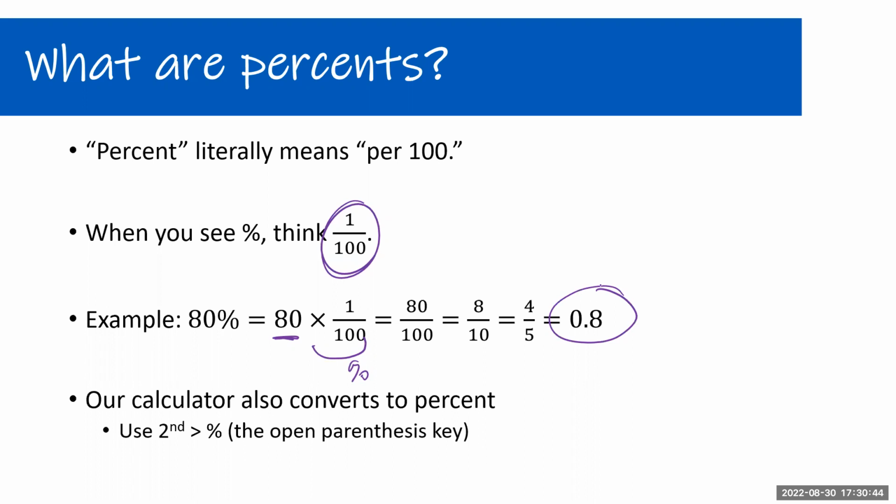Your calculator will also convert directly to percent. So if you typed 0.8 and you press second and the percent sign, which is really the open parenthesis key, it will take it to 80%.